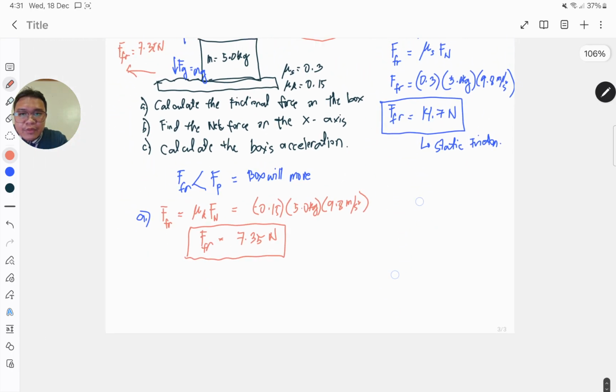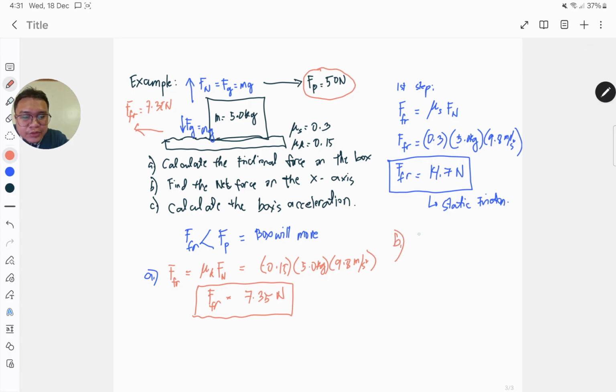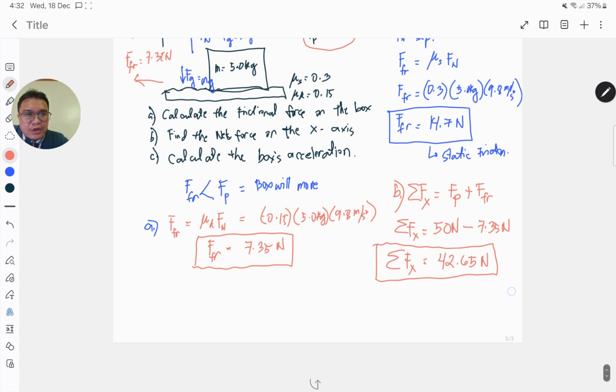In this case, we can now solve for letter B, because the net force, or the sum of all the forces in the x direction, is just equal to the applied force plus the frictional force that this box is experiencing. Our applied force is 50 newtons, and since the frictional force always opposes the applied force, it is denoted with a negative sign, so this is minus 7.35 newtons. Therefore, we have a net force of 50 minus 7.35, which is 42.65 newtons. That is our net force for this particular case.